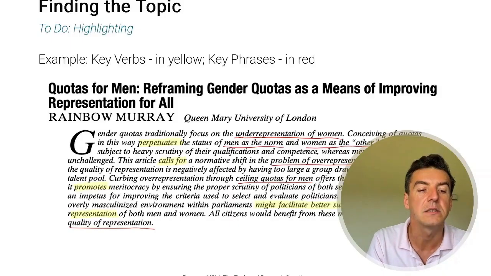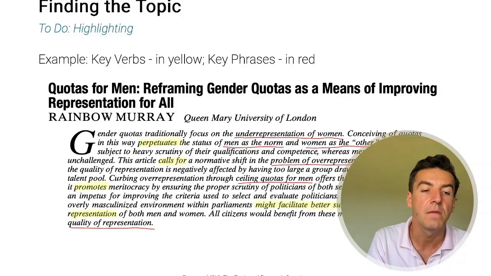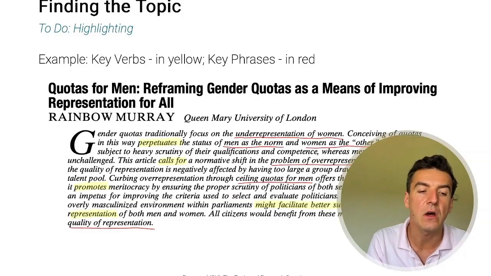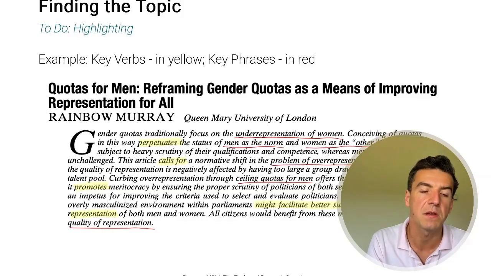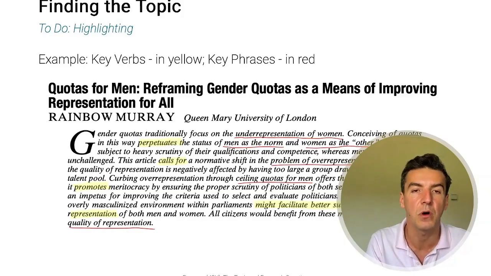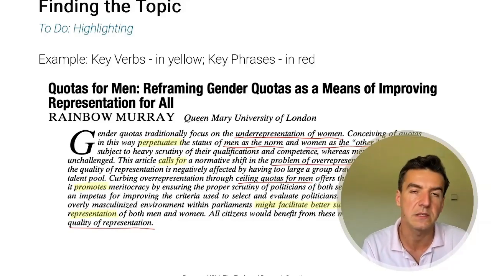I highlighted in yellow the verbs that the author is using in order to make their claim. This is an example of what I would like you to do with the three articles. I'd like you to spend 5 minutes on it, so feel free to pause the video until you do the exercise.